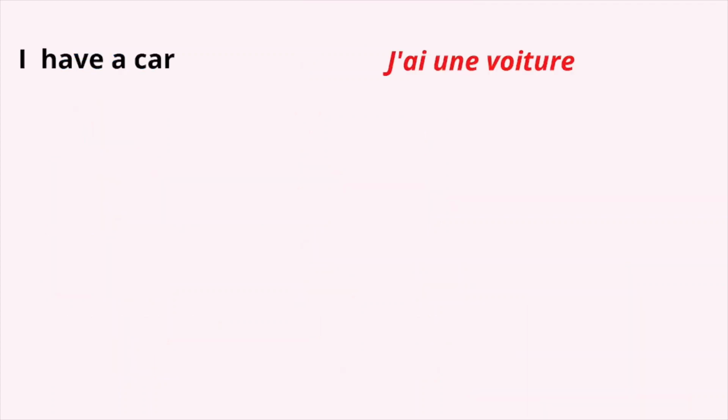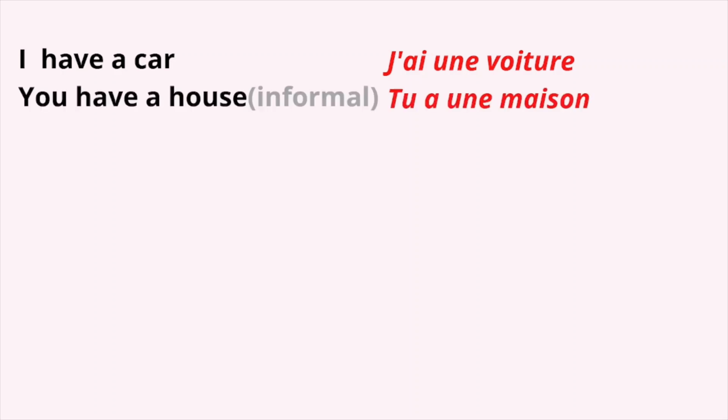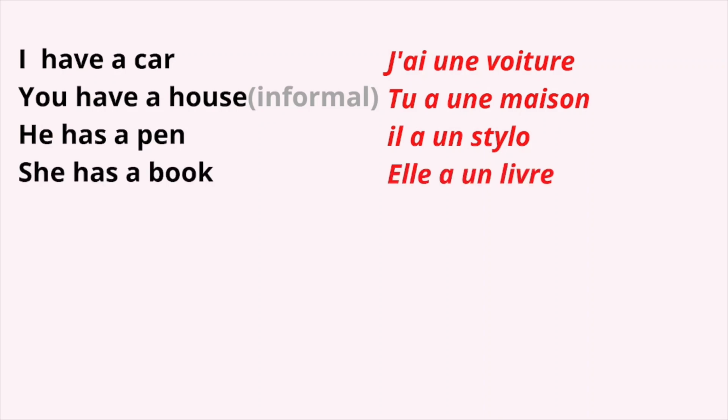Alright, now let's have a look at few sentences using this verb avoir. So how are we going to say I have a car? So I have is j'ai, so j'ai une voiture. You have a house. In informal way, you is tu. With tu, the conjugation of avoir is a, so it's going to be tu as une maison. He has a pen. Il a un stylo. She has a book. Elle a un livre.